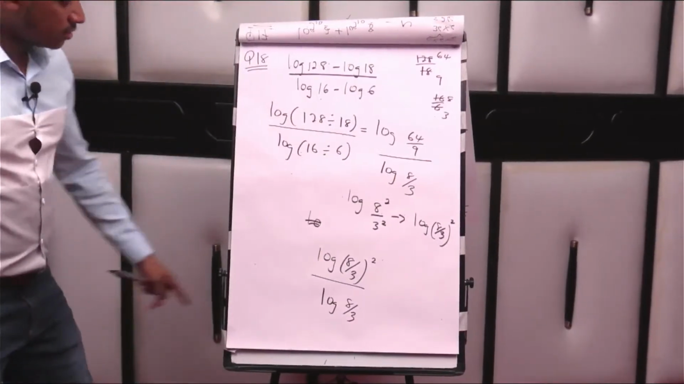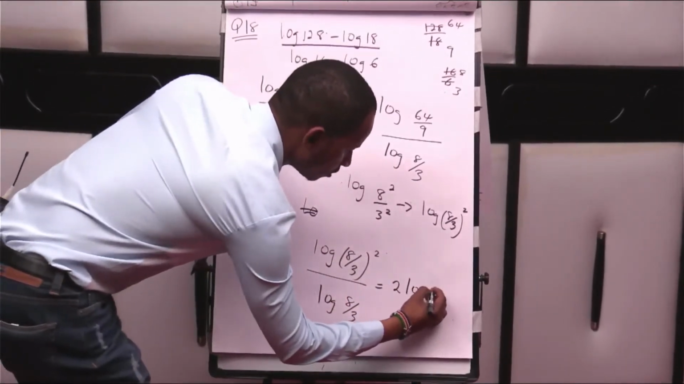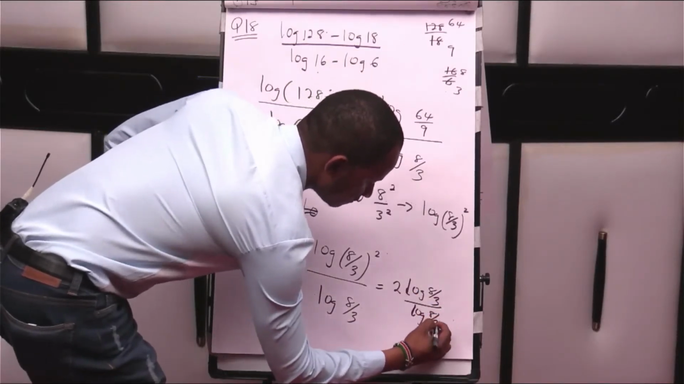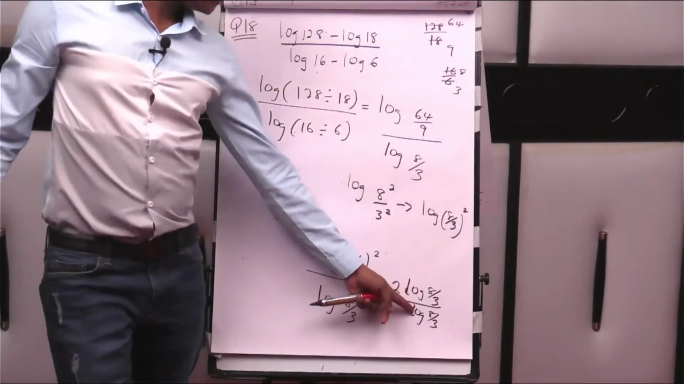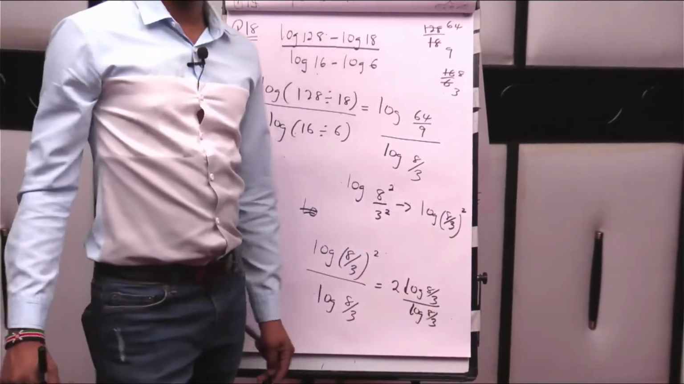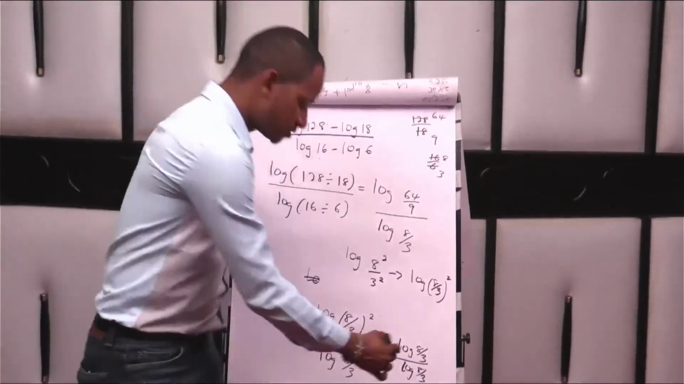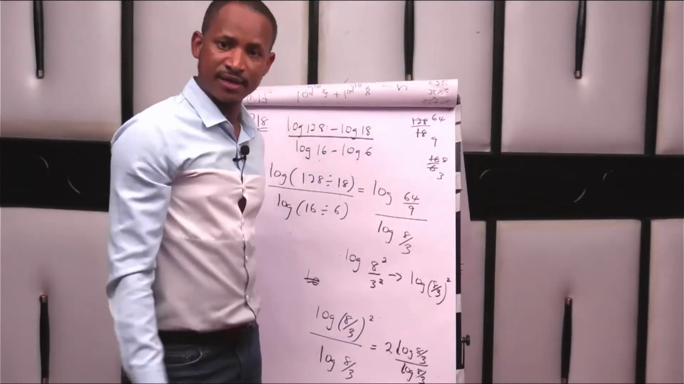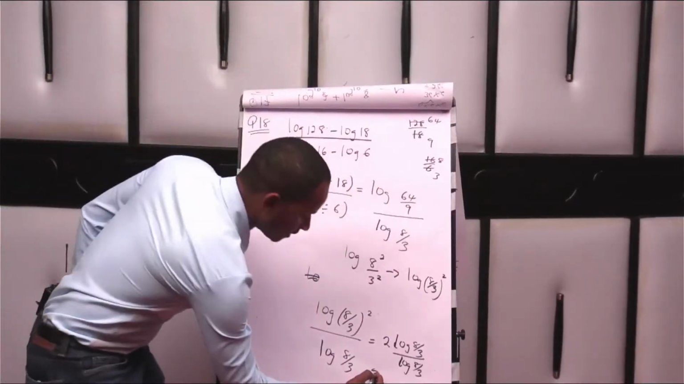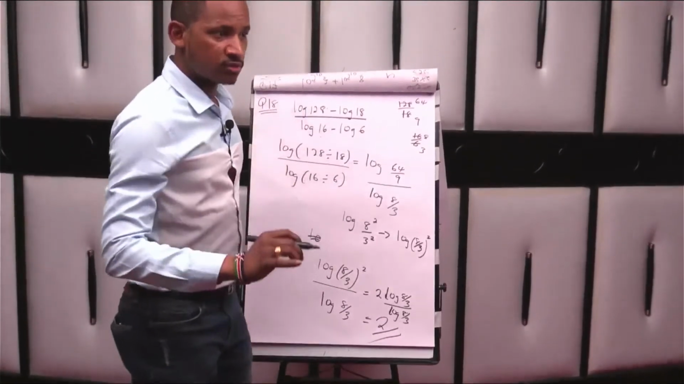Then by the laws of log, you drop the power this side. This comes to 2 log 8 over 3 divided by log 8 over 3. Whenever you divide logarithms, in principle, do not show by cancelling. You just drop them. If you cancel, you are wrong. Although this cancels this, do not show it in your working. You drop them. Therefore, your answer becomes 2.